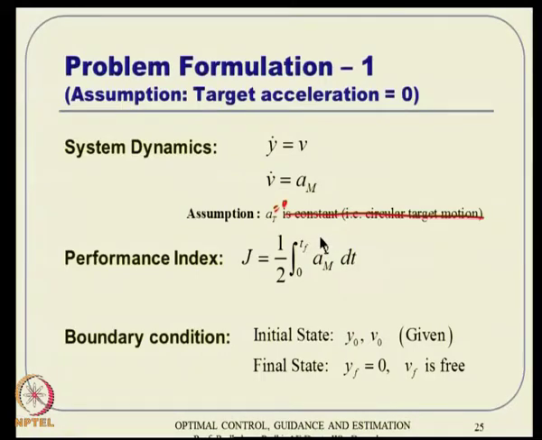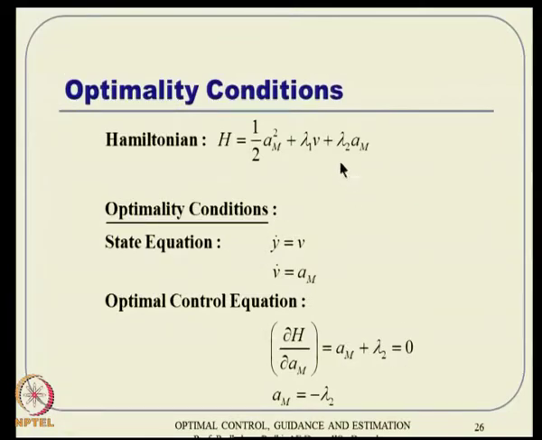Now, here we will directly go through this Hamiltonian sort of necessary conditions and all that. So, we put Hamiltonian like this. Now, optimality conditions tell us that there are three things: state equation, optimal control and co-state. So, this is the state equation, and then optimal control tells us that del H by del AM has to be equal to 0. That means, lambda 2 has to be minus AM, AM has to be minus lambda 2 actually. So, once you get lambda 2, we are done, but how do you get that lambda 2?